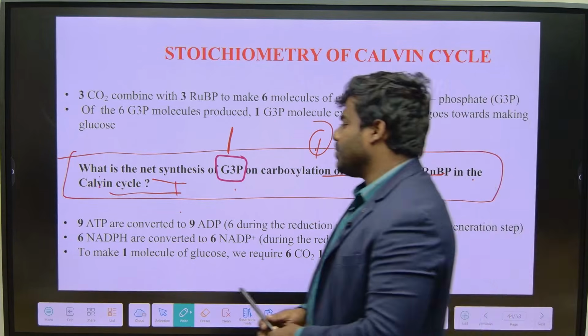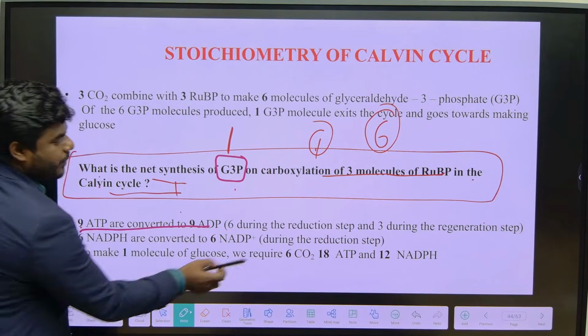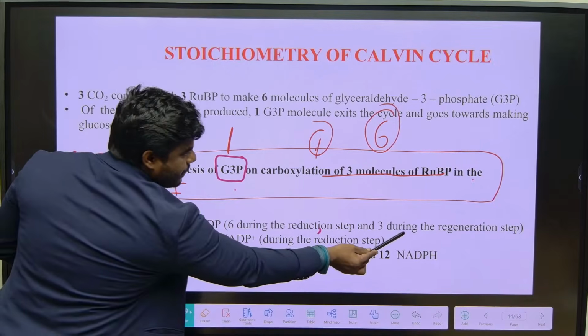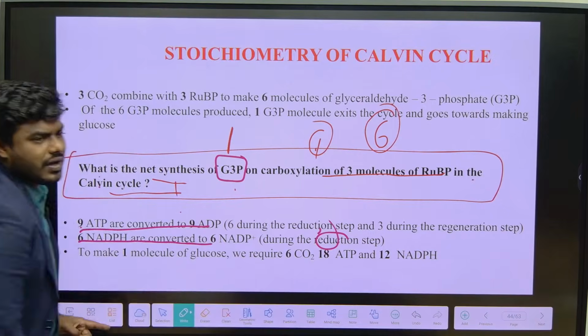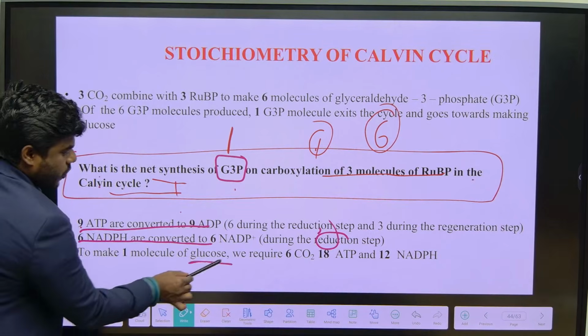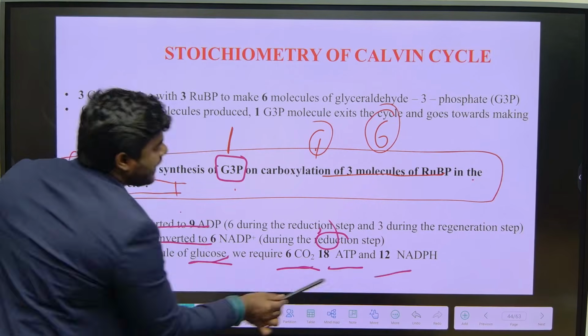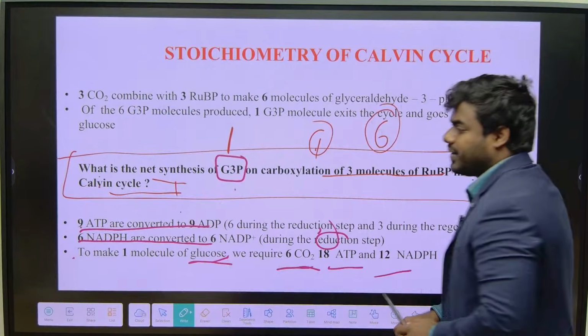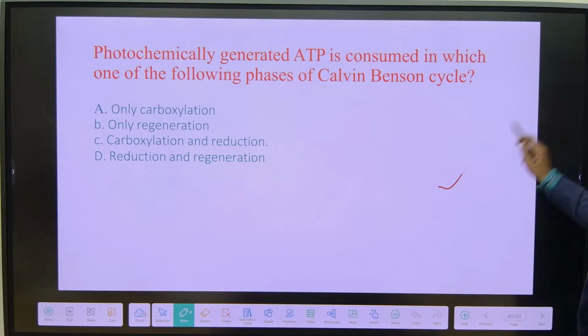So always remember this very clearly. 9 ATP are converted to 9 ADP during the reduction and regeneration. 6 NADPH are used in the reduction. To make 1 molecule of glucose, we require 6 carbon dioxide, 18 ATP and 12 NADPH, which you have to multiply accordingly. Okay, now quickly answer.